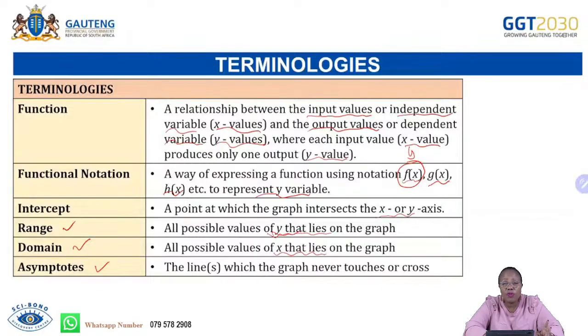And the asymptote is a line or lines which the graph never touches or crosses. With the exponential, we have one, which is the horizontal. With the hyperbola, we have two asymptotes. The first one is always x equal to 0. And then the second one, the horizontal, depends on the shifting of the graph.